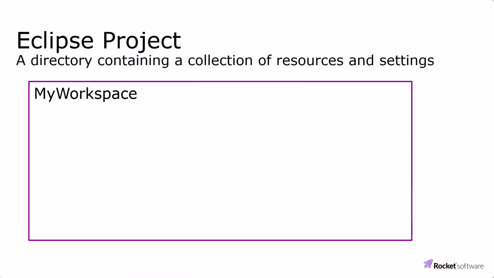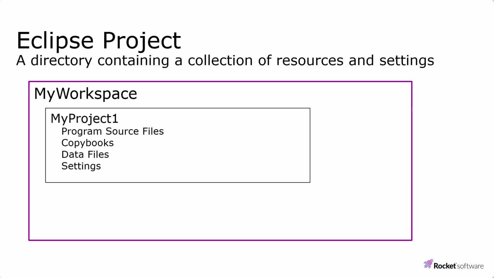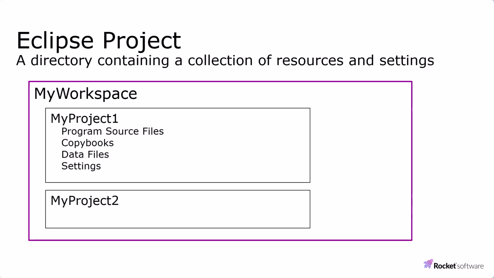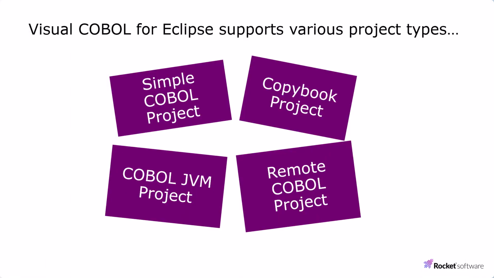By default, local Eclipse projects are stored as a subdirectory within the workspace. Projects are a collection of resources, folders, and files, as well as settings related to working with these items. An Eclipse workspace can contain multiple projects. There are many types of projects available in Visual COBOL for Eclipse, related to different kinds of development work.